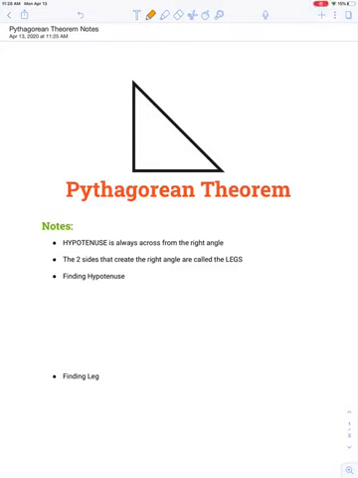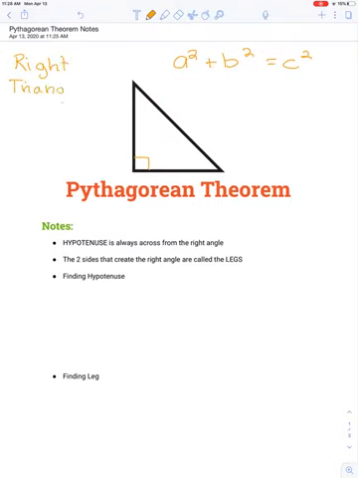Today's lesson is going to be over Pythagorean Theorem. The formula that goes along with this is a squared plus b squared equals c squared. And how you know what a, b, and c is, you find where your right triangle is, and this only works with right triangles.